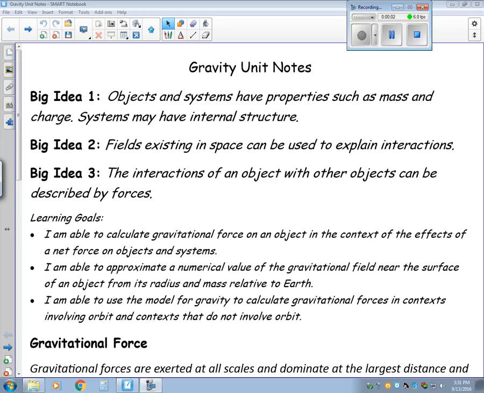This is the gravity unit. Now, for this one, we got three big ideas. The first one: objects and systems have properties such as mass and charge. So big idea one gets used quite a lot.